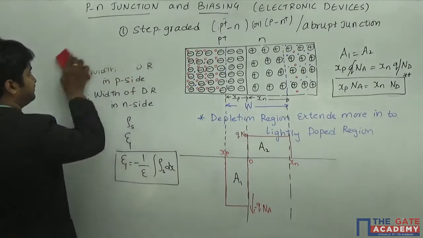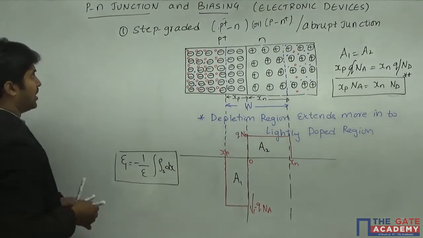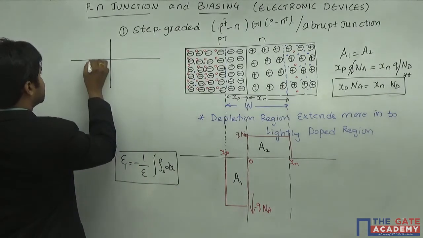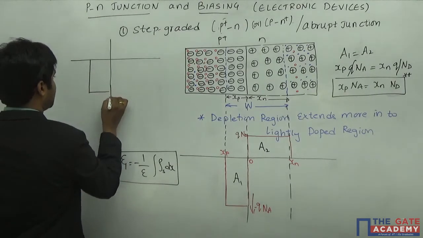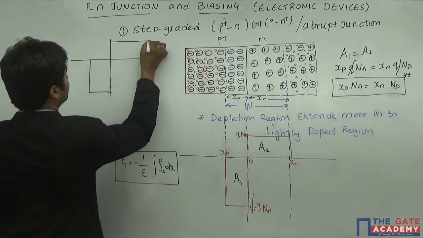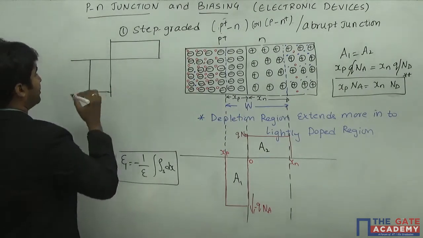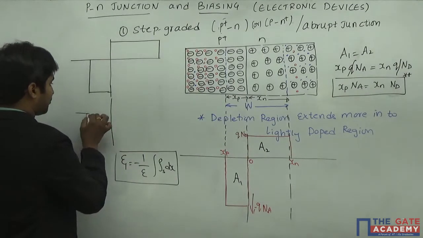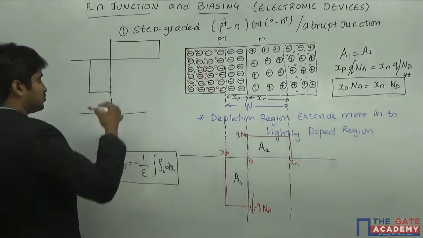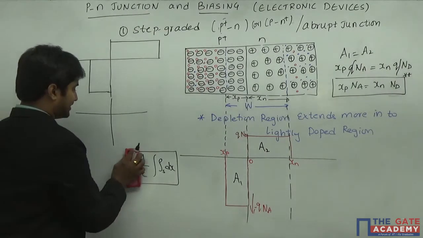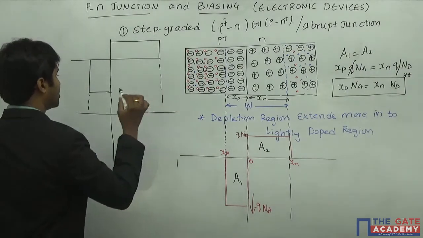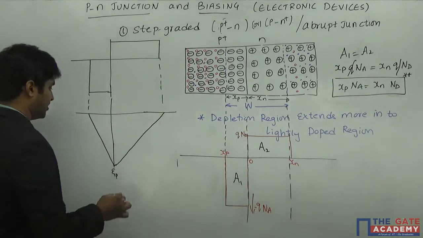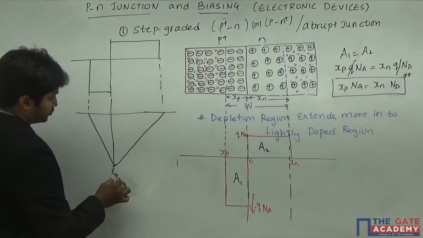So we can rub this one. So now I already know the profile of my charge density. So this is my profile of the charge density. What I want here is the profile of the electric field. So the profile of an electric field in a way is nothing but the integration of this one. So when I integrate here, the profile is going to be something like this. So the electric field which is maximum is going to be somewhere here.